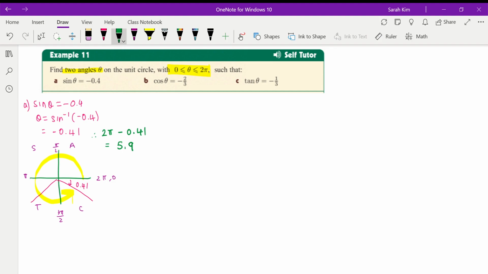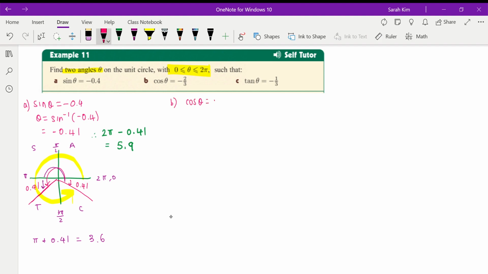Okay, so that's my first angle. What else? The other one, which is this option. So I need to figure out what that much is. I've got pi over here, and that angle is still 0.41. So the second angle should be pi plus 0.41, which should be approximately 3.6. Cool. Alright, that's it.